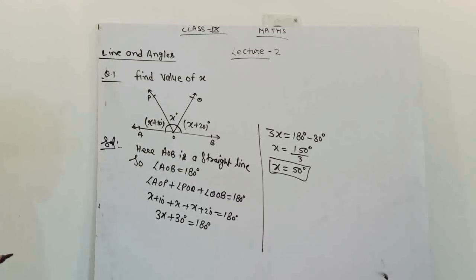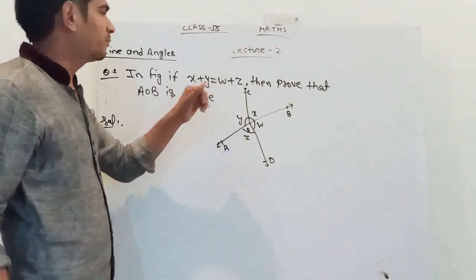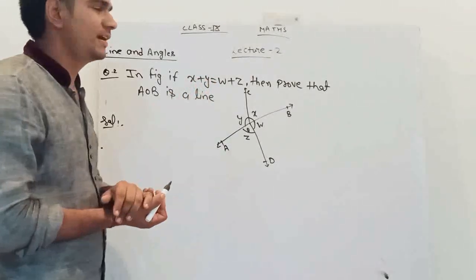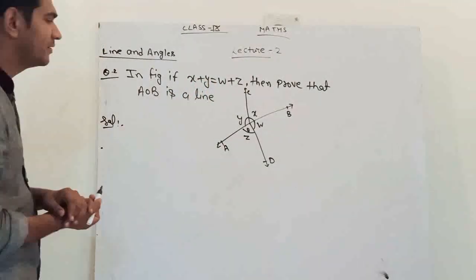Understand? Now the next question is: in the given figure, if x plus y is equal to w plus z, then prove that AOB is a straight line.